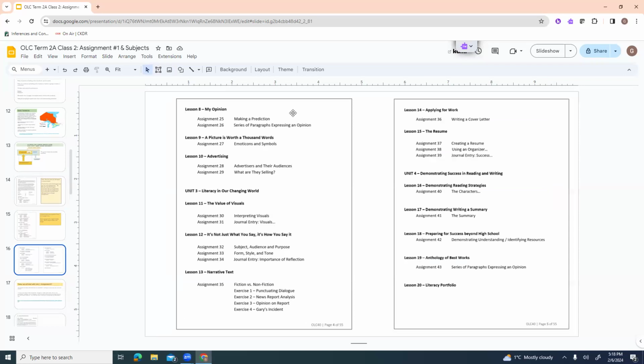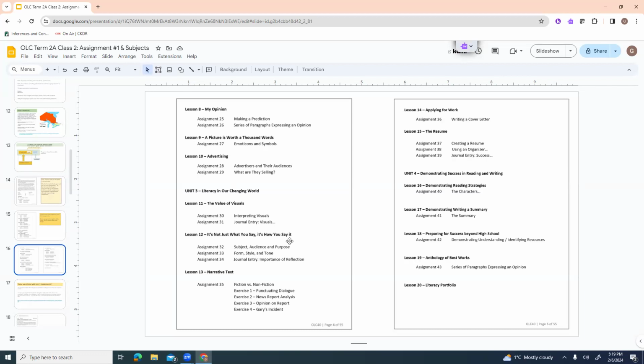Then lesson 8, we make predictions and we talk about our opinions. And then we start looking at things like symbols and advertising. And then we're finished that and we're on to unit 3. We talk about visuals, things like graphs, maps. And then we talk about some things that are not really discussed so much in grade school, but we discuss more when we're looking at high school and college level work. Things like subject, audience, purpose, form, style, and tone.